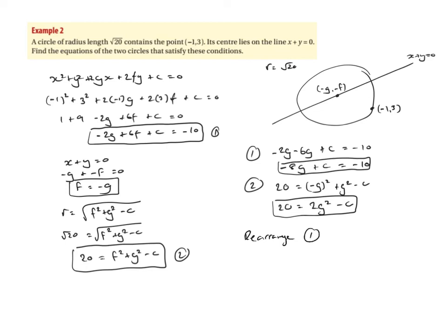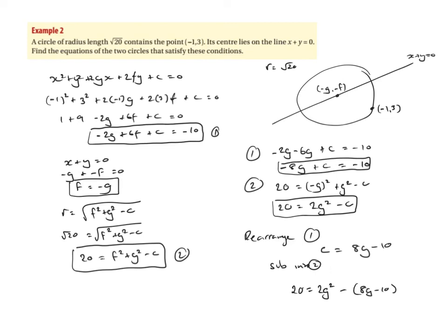Hopefully you can see if I take the 8g across, I get c is equal to 8g minus 10. And then I'm going to sub into 2. So I'm going to sub it into this one. Okay, and I'm going to end up with 20 is equal to 2g squared minus, but make sure you put this in a bracket, 8g minus 10.